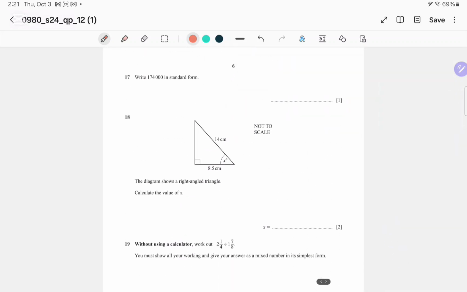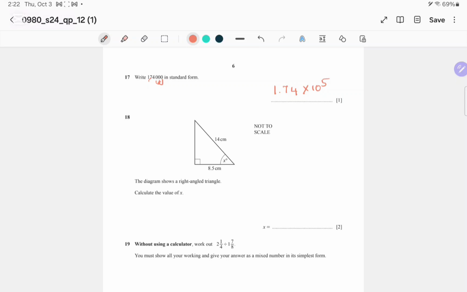It's the 17th question we are going through. Write in the standard form 1,74,000. So how will you move to the standard form? It is 1.74 into 10 power 5. Counting the places: 1, 2, 3, 4, 5. So it's 1.74 into 10 power 5. Okay, the 18th question I am moving through.